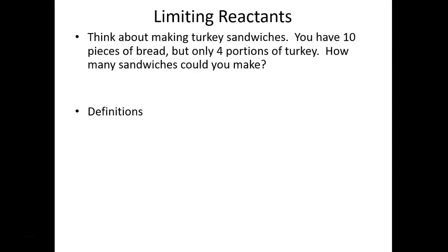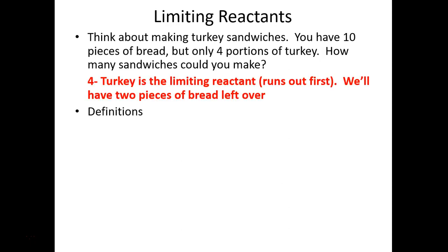All right, so when we talk about limiting reactants, it's helpful to think about something really concrete, like making turkey sandwiches. So let's say that I had 10 pieces of bread, but only 4 portions of turkey. How many sandwiches could we make? Well, with that amount of bread, we could make 5 sandwiches, but we're going to run out of turkey at 4 sandwiches. So that means that we can only make 4, right? Because the turkey's going to run out, and then we'll have 2 pieces of bread left over.